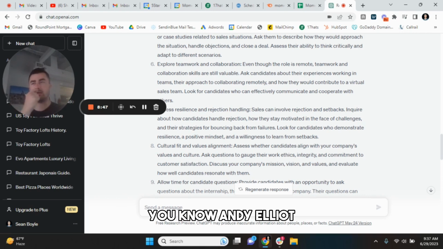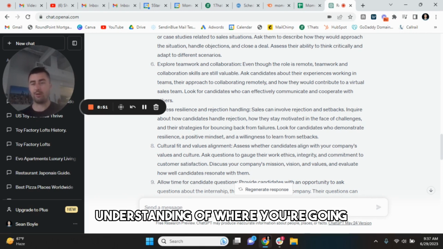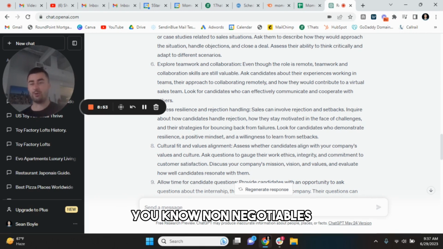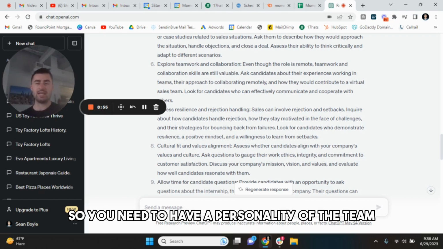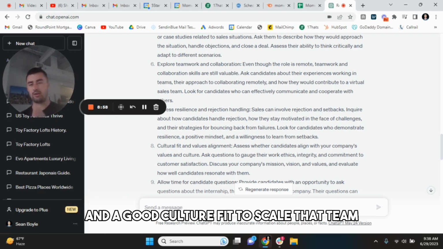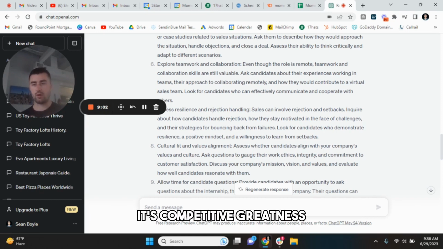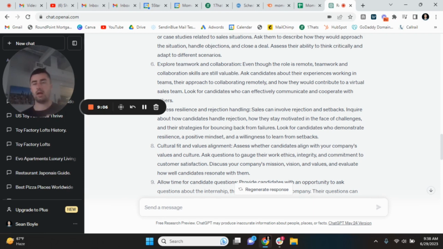You know, Andy Elliott all the time talks about, if you don't have culture, you don't have a good understanding of where you're going, because there aren't non-negotiables, there isn't a personality of the team. So you need to have a personality of the team and a good culture fit to scale that team. For us, it's competitive greatness, being a great man or woman of character.